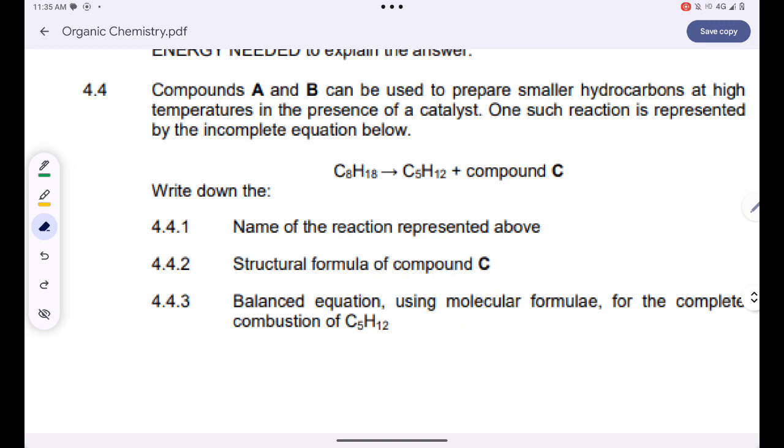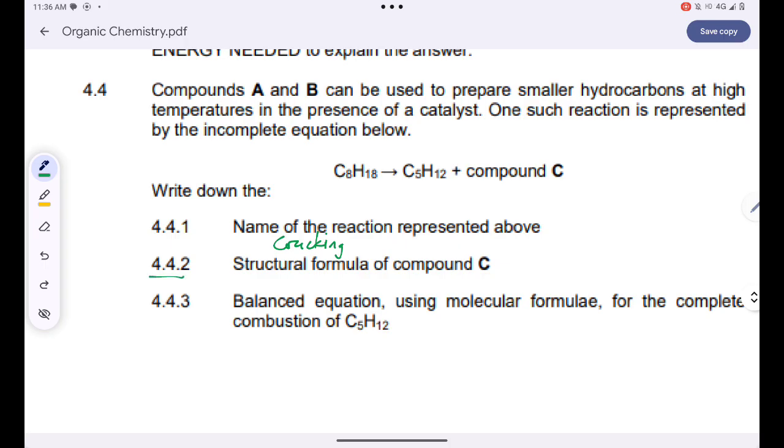This type of reaction, guys, it's called cracking. Cracking is the breaking down of large hydrocarbon compounds into smaller hydrocarbons. So please note that, guys.